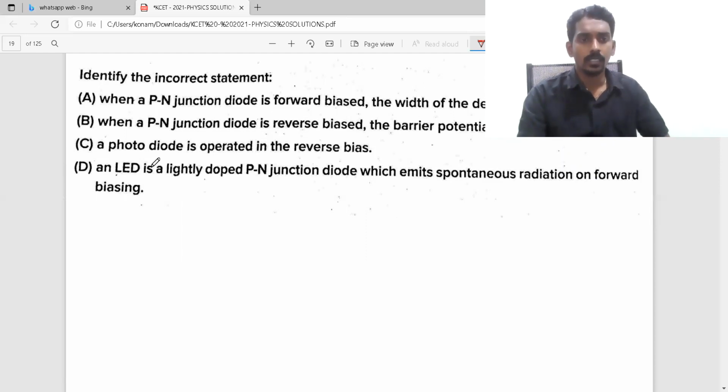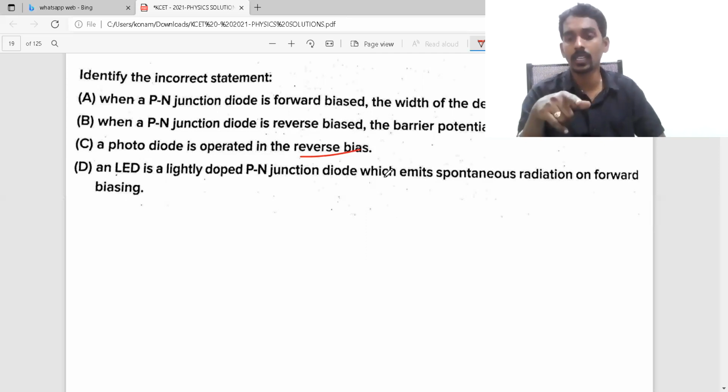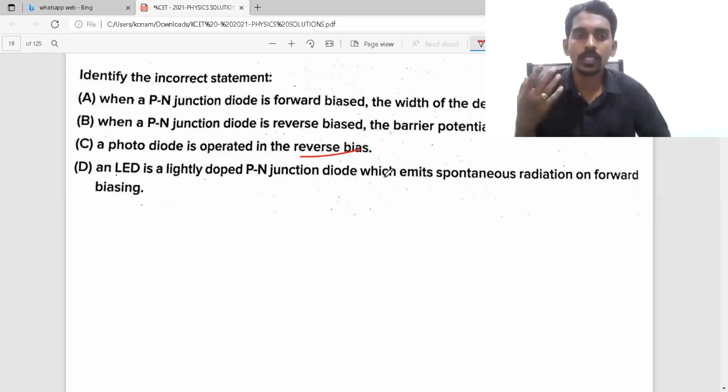Like here, a photodiode is reverse biased. So you should know the data, then only you can answer. It's a theoretical, conceptual and information based question, but you need to check each and every option. So yes, it is reverse biased. So you can conclude yes, it is correct. So that is not the answer.